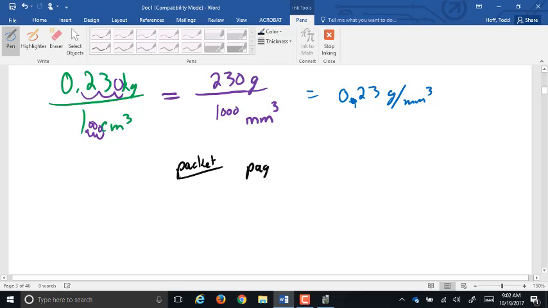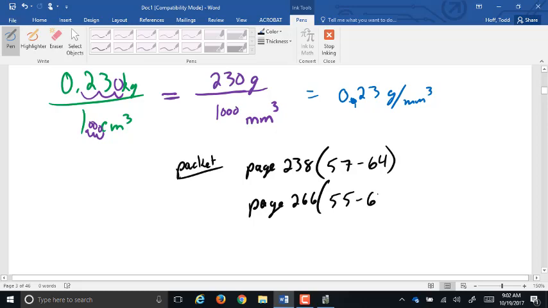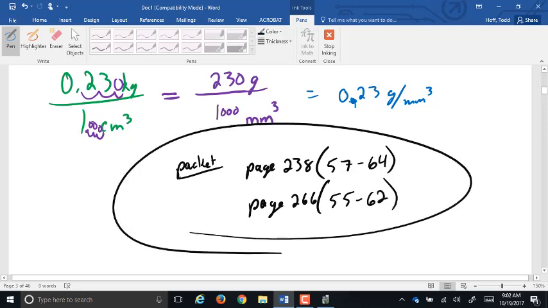In your packet, page 238, 57 through 64, and page 266, 55 through 62, are dealing with these conversions.